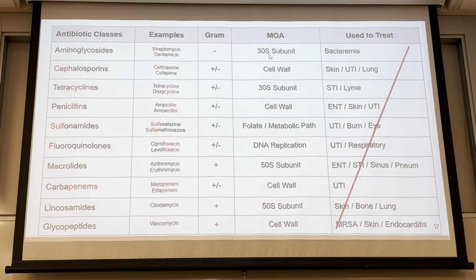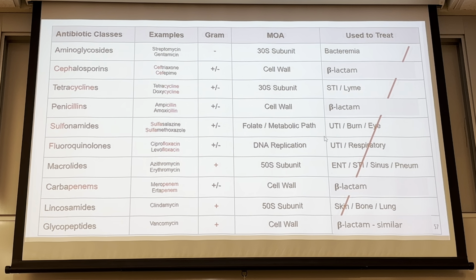Here's the method of action. 30S subunit of our ribosome. Cell wall, 30S subunit, cell wall. Folate metabolism. DNA replication, that's the topoisomerase. Here's our 50S subunit. Cell wall, 50S subunit, cell wall. So this is just get a blank sheet and fill it in over and over and over.